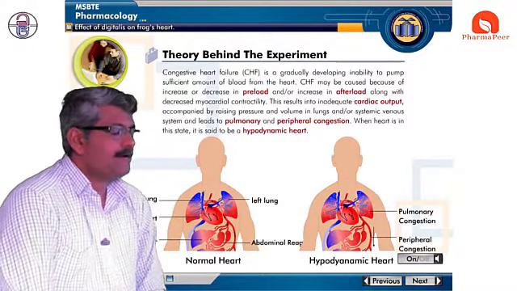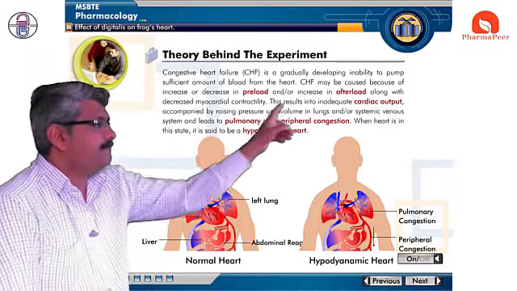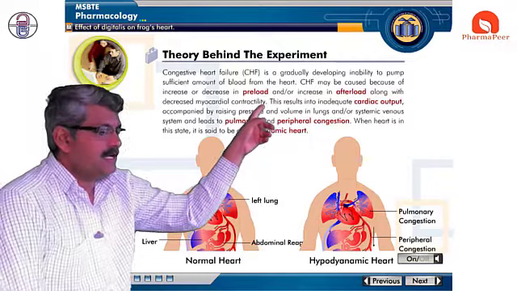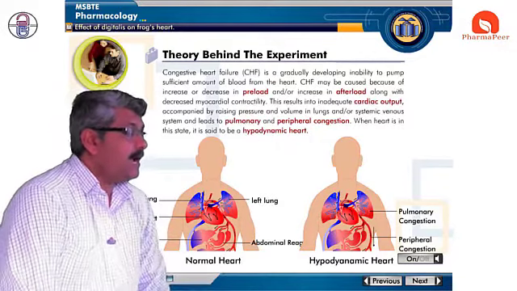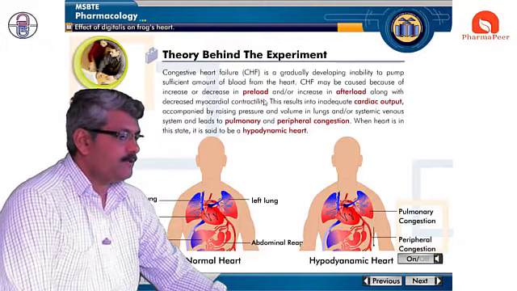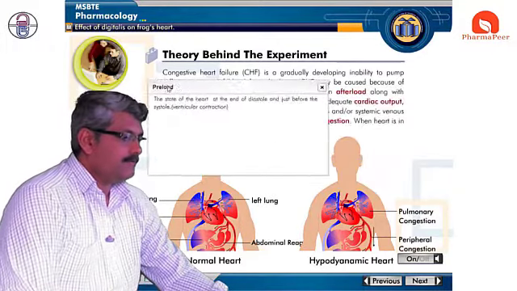Why does congestive cardiac failure occur? The most important cause is an increase or decrease in preload and/or an increase in afterload. Now, what do you mean by preload? What do you mean by afterload?